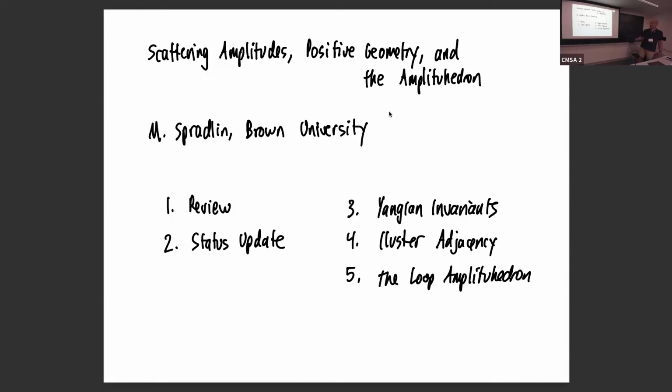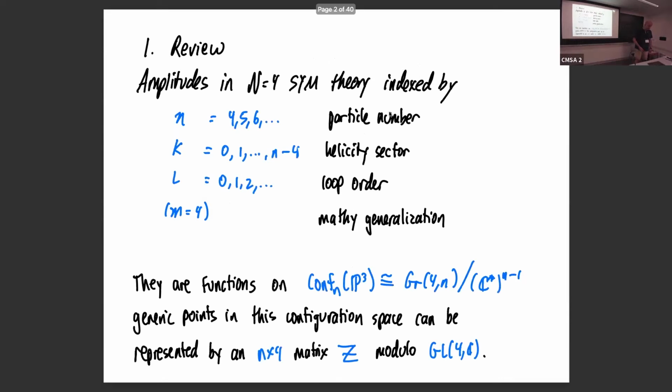But anyway, the brief outline of my talk: I'll give a lightning review, then I'll give a status update focused on n greater than 7, as Anastasia advertised that I would. And then I'll say a little bit about Yang invariance, cluster adjacency, and finally, in response to one of the questions that she had at the end of her talk, I'll try to make some connection to the loop amplituhedron.